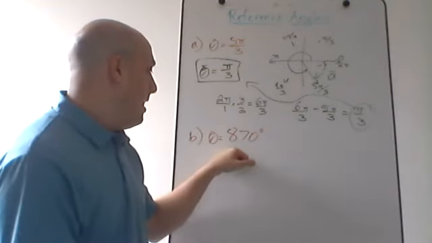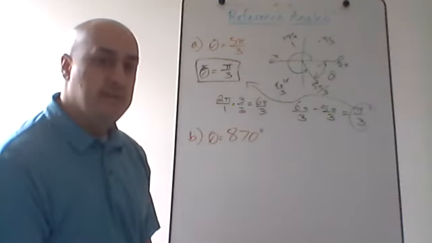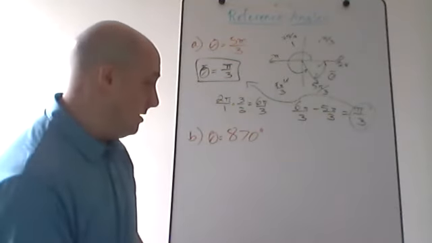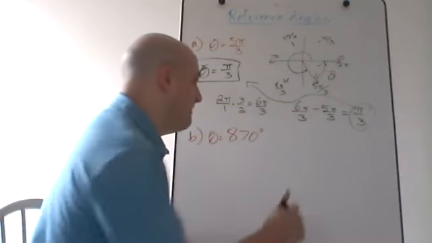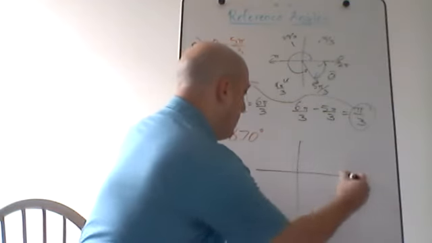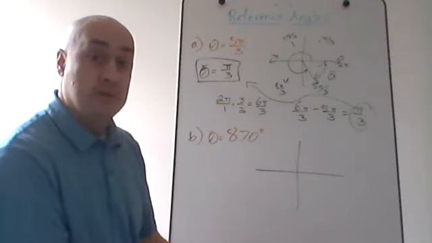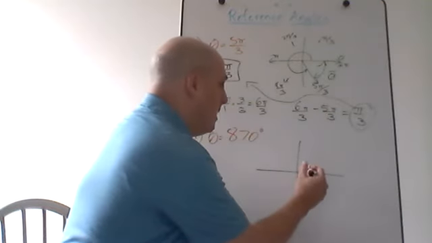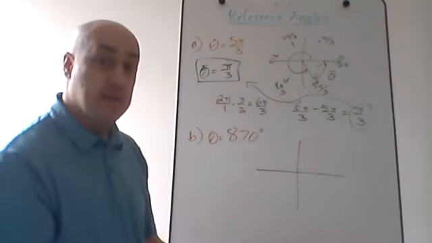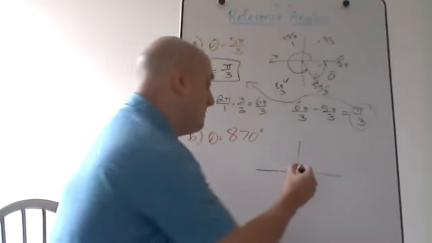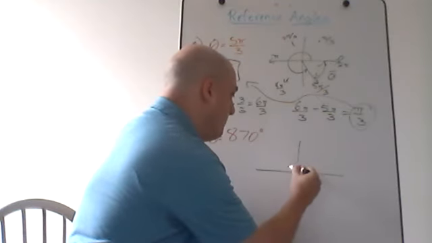All right, next one. Theta equals 870 degrees. So I need to find the reference angle for 870 degrees. First I have to figure out where in the world is 870 degrees, right? Well, I know 870 is more than 360. Remember, 360 degrees is a full revolution. So I'm doing one full revolution around the circle.